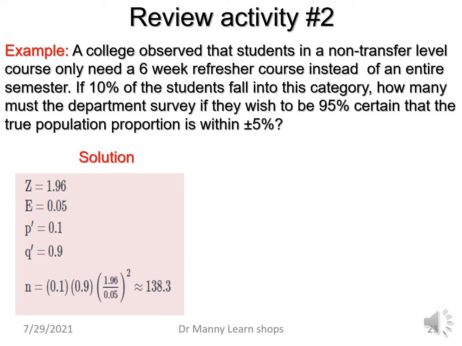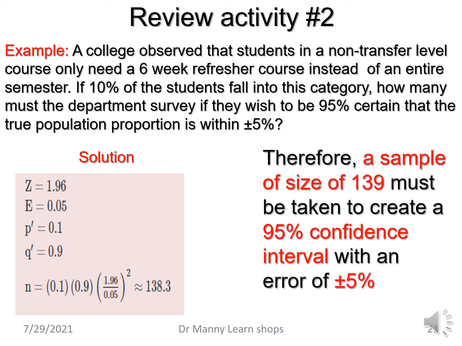A college observed that students in a non-transfer level course only need a 6-week refresher course instead of an entire semester. If 10% of the students fall into this category, how many must the department survey if they wish to be 95% certain that the true population is within plus or minus 5%? The solution is as follows. Therefore, a sample size of 139 must be taken to create a 95% confidence interval with an error of plus or minus 5%.